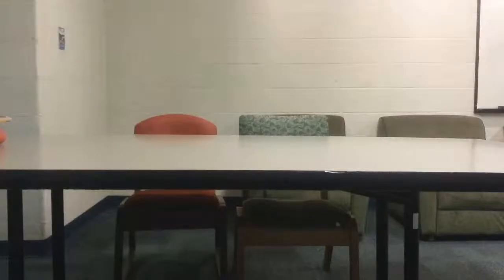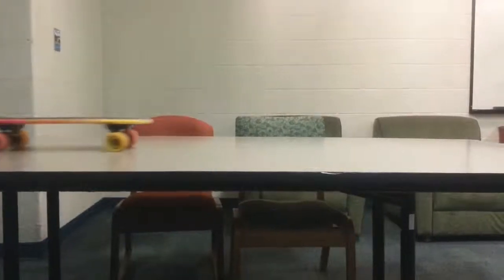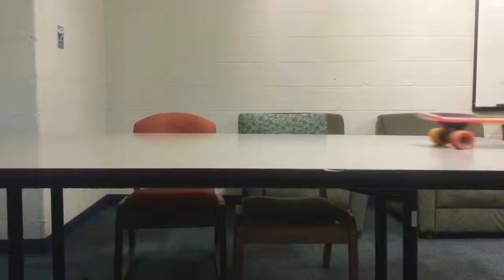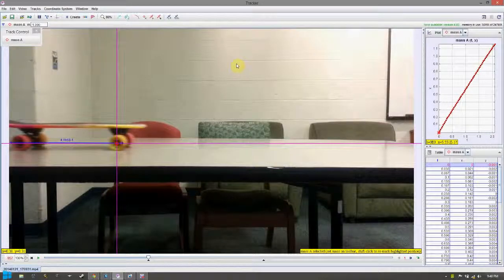For my observation, I took a plain skateboard and rolled it across a table and filmed what happened. Just observing the video, we can see that the skateboard rolled across the table with what seems to be constant velocity. Taking the recording, I placed it into Tracker to analyze the data that we have acquired through our video.